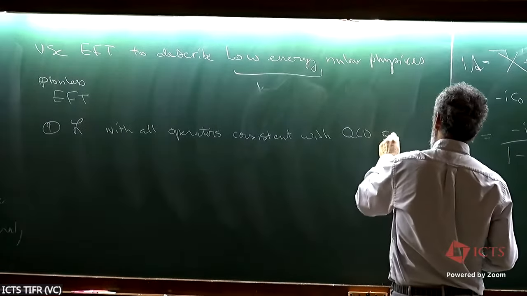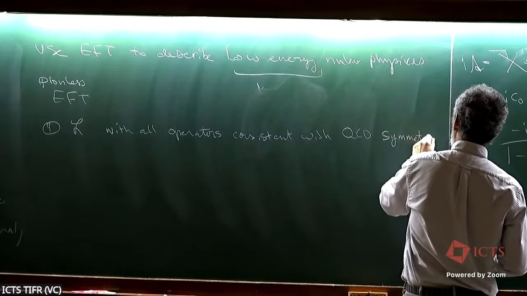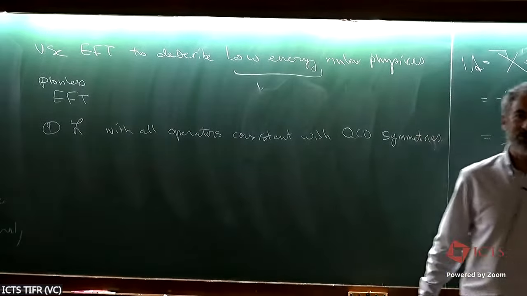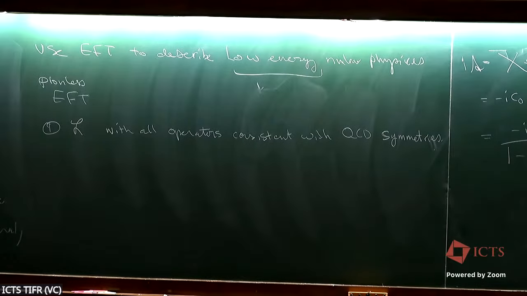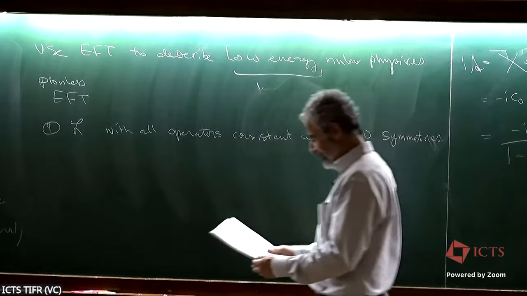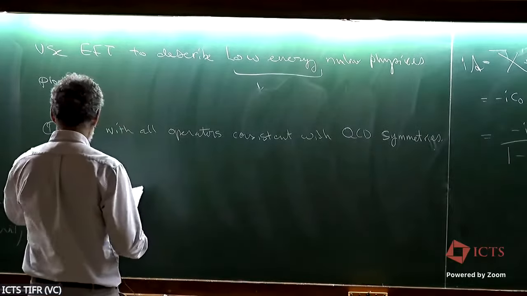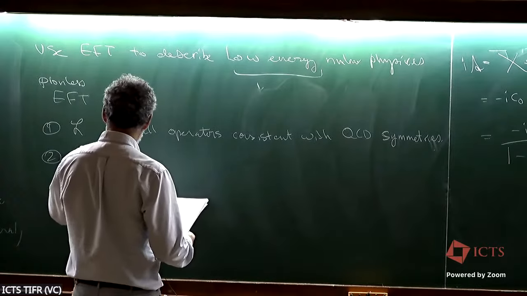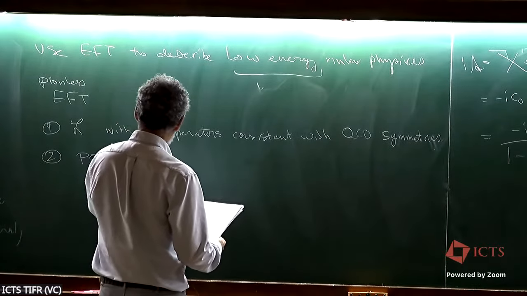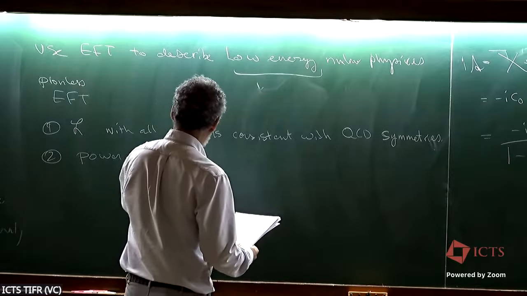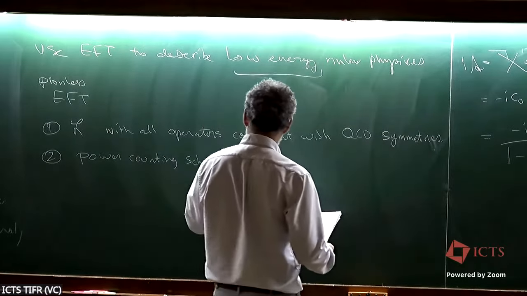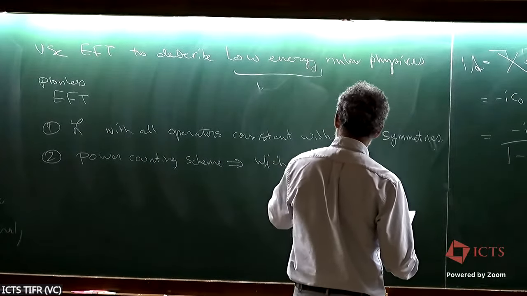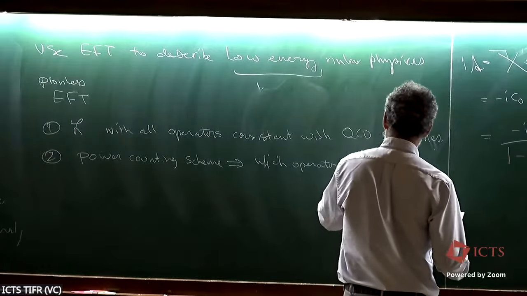We don't know a lot about QCD, but we do know something about its symmetries. So we have to impose all the same symmetries that the high energy theory has, like charge conjugation invariance and CP invariance, so on. Lorentz invariance, obviously. And then what we do is we have to come up with a power counting scheme. Which operators enter at which order?